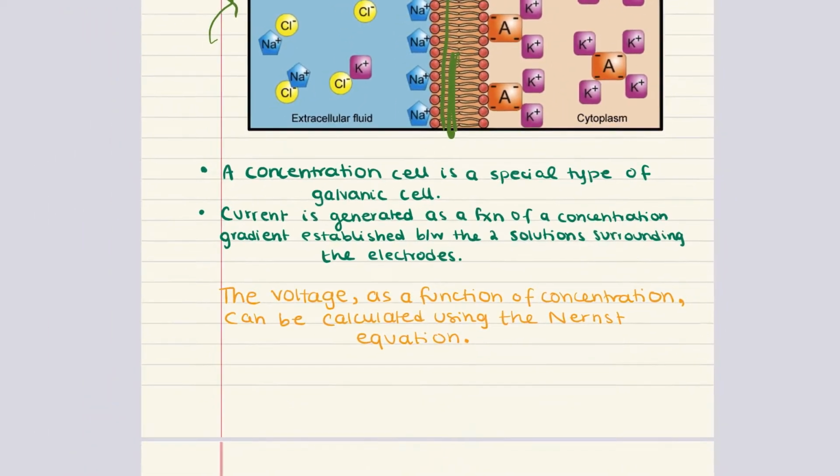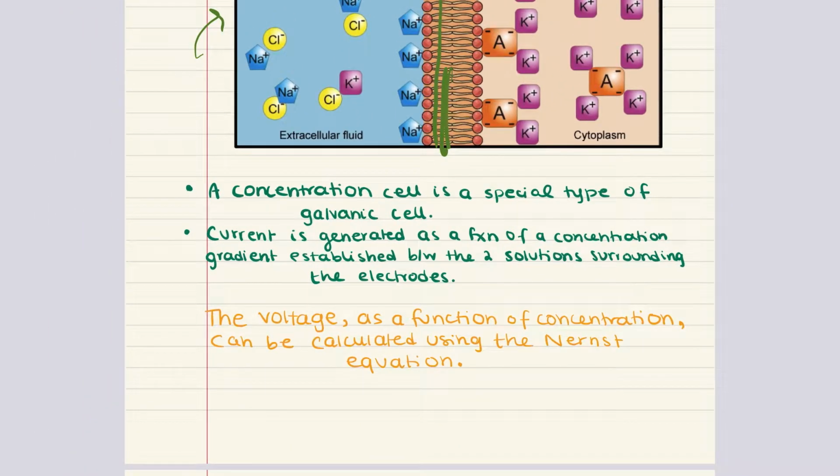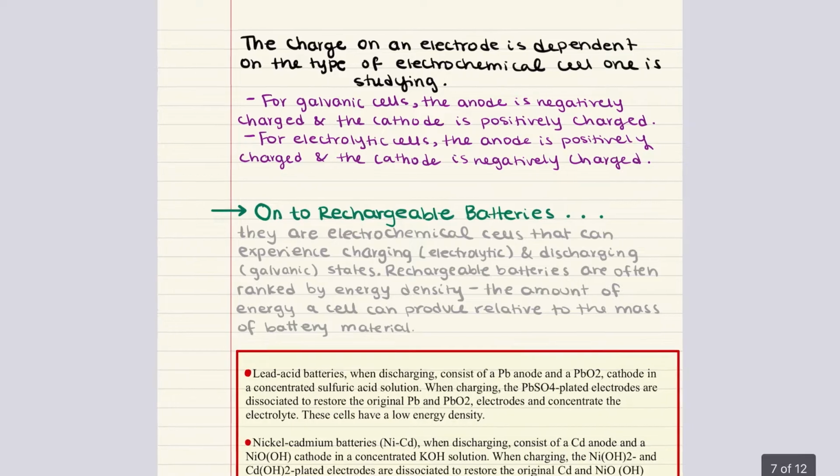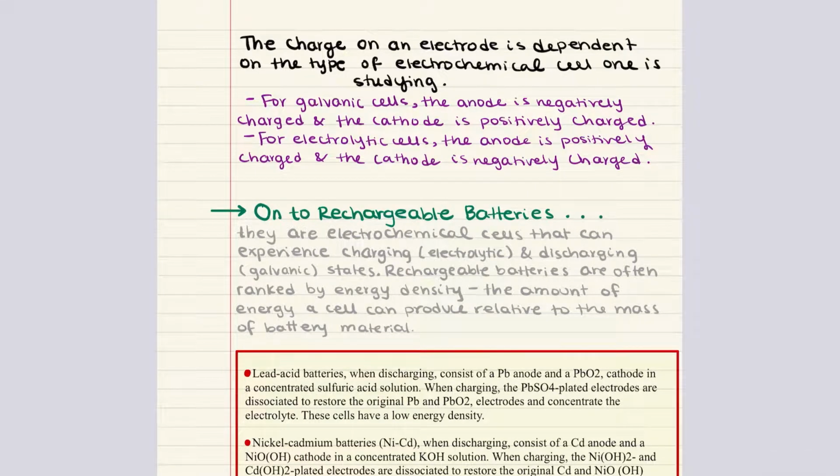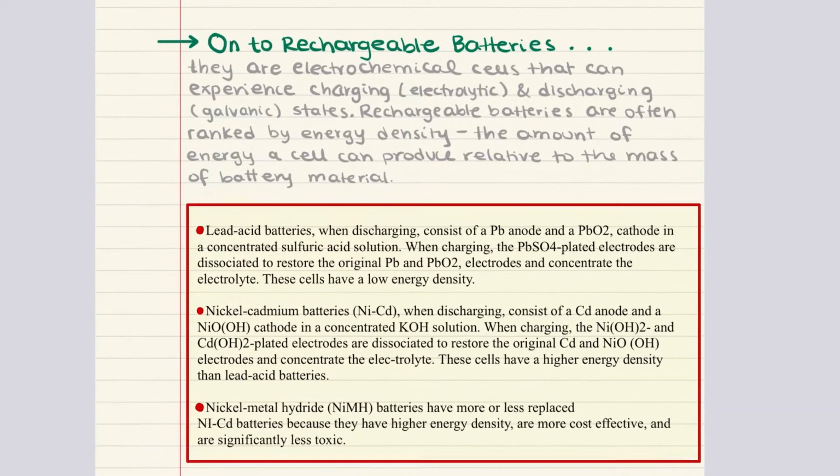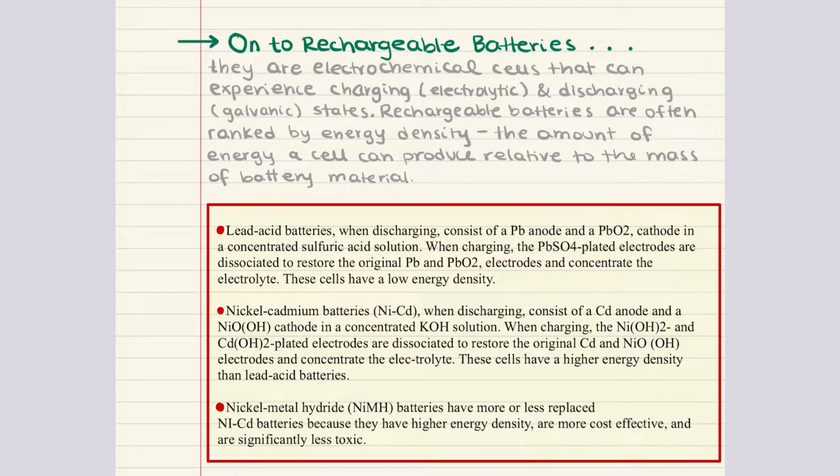Now that we have covered galvanic, electrolytic, and concentration cells, we want to talk about rechargeable cells. A rechargeable cell, or rechargeable battery, is one that can function as both a galvanic and electrolytic cell. We're going to focus on two types of rechargeable batteries: lead-acid batteries and nickel-cadmium batteries.